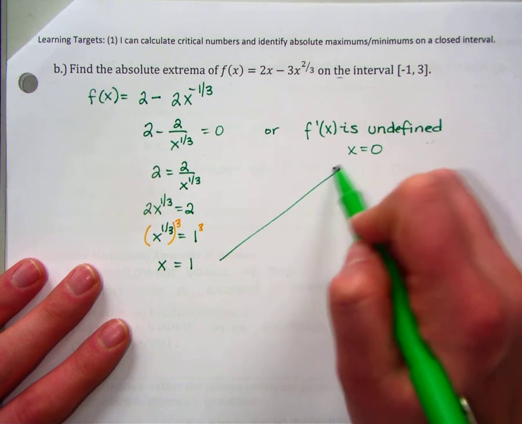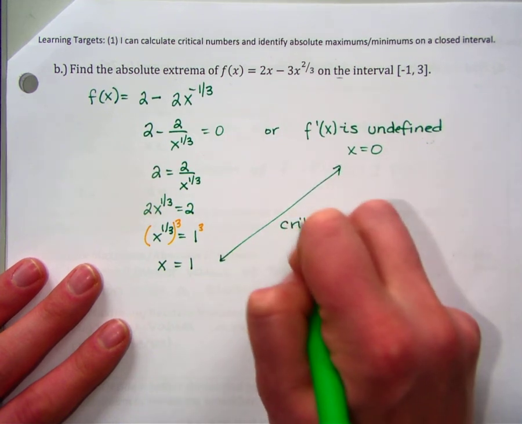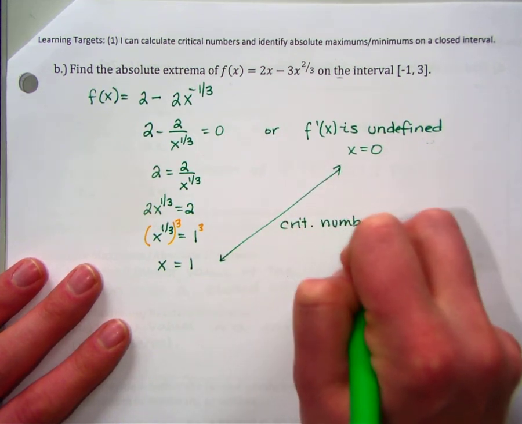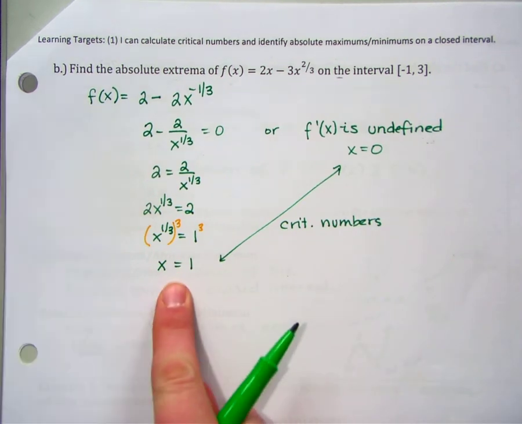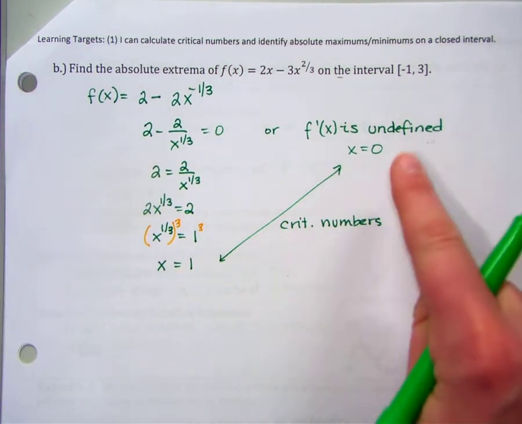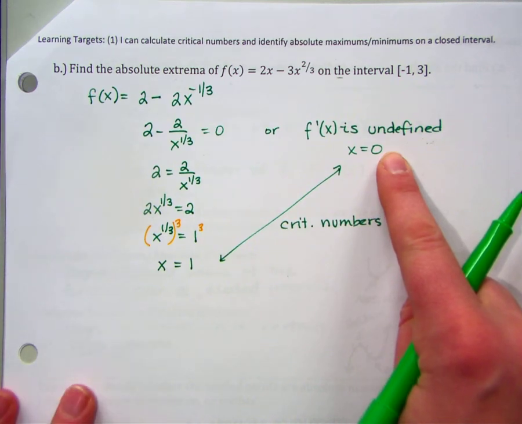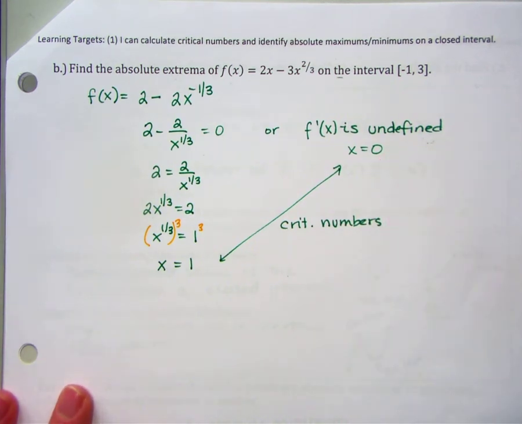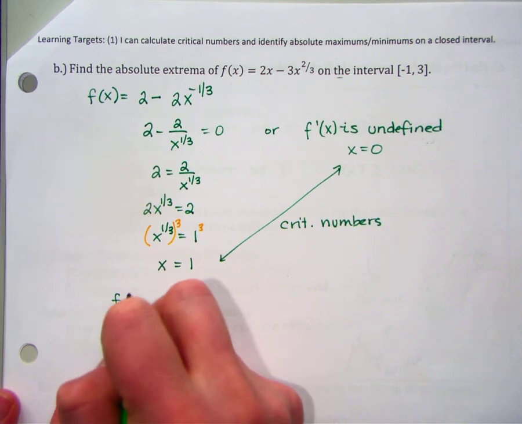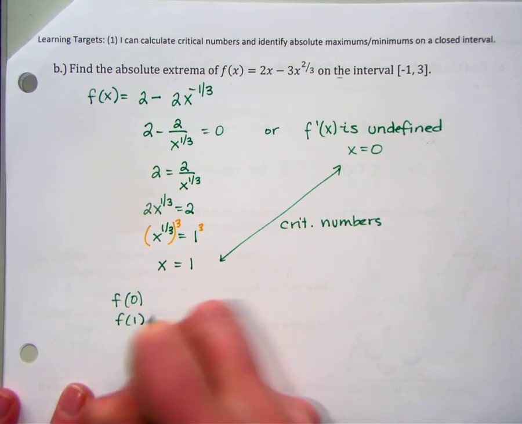So again, I have two critical numbers. x equals 1 followed from setting my derivative equal to 0, and x equals 0 followed from noticing where my derivative was undefined. What am I going to do then? So step 2, I want to test those values in my function.